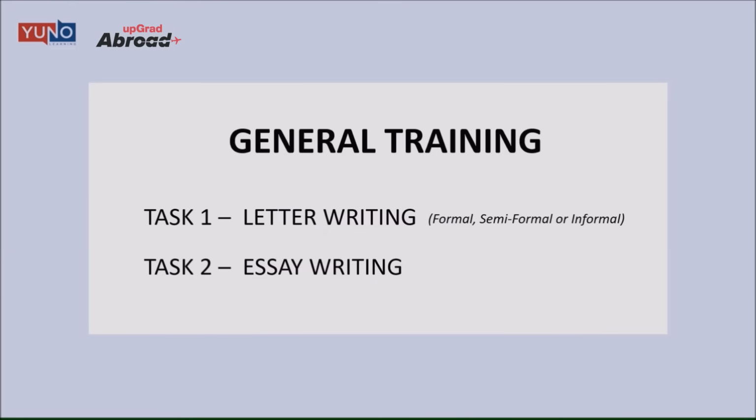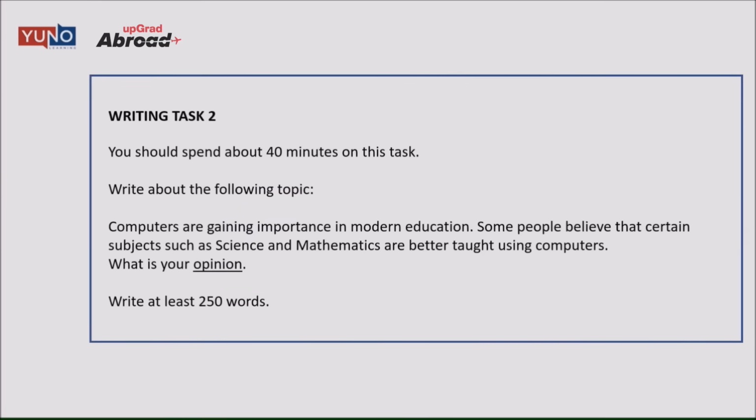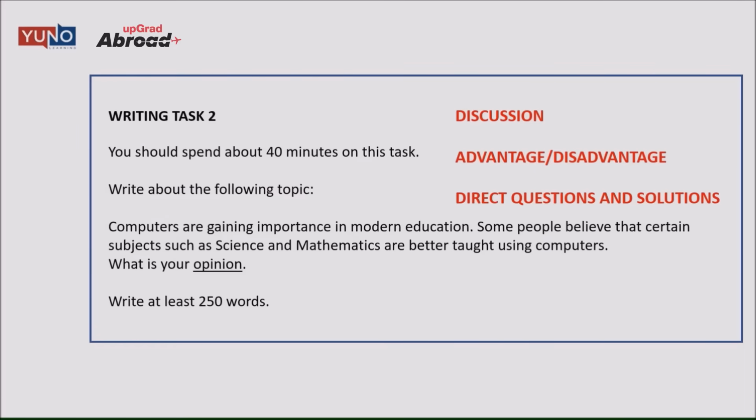Task 2 is an essay. This sample writing Task 2 is an opinion essay in which you need to give your opinion on whether certain subjects are taught better using computers. The other kinds of essays are discussion, advantage, disadvantage, direct questions and solutions.